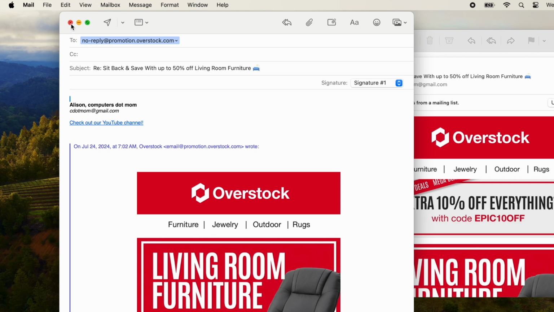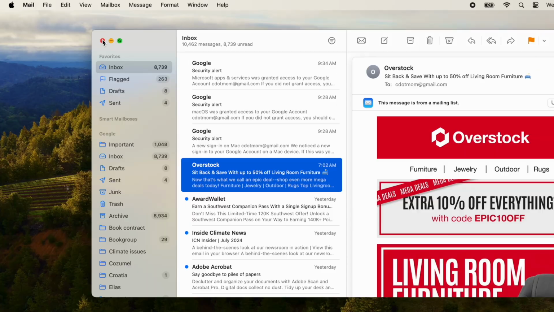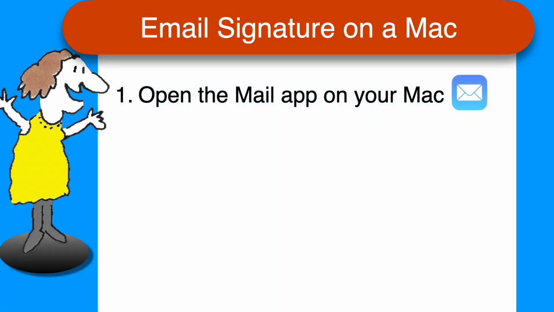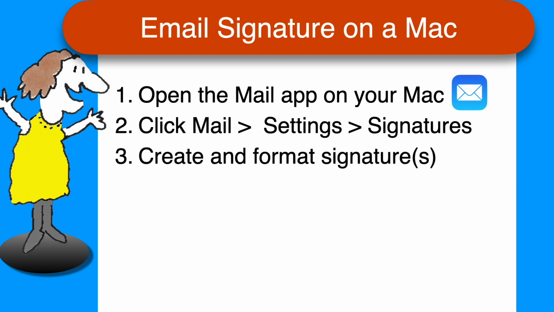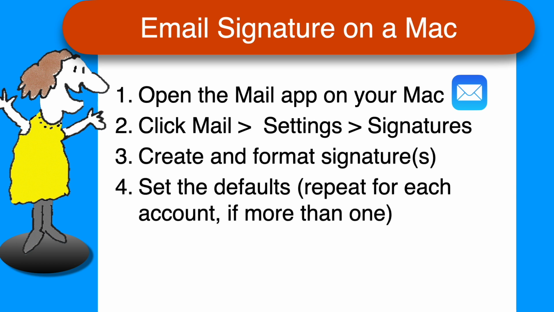And you're done. Here's a quick recap of the steps as promised. To add signatures to your email in Apple Mail, open the Apple Mail app, click on Mail, Settings, Signatures, create and format whatever signatures you want, and then choose which one will be the default. That's all there is to it.